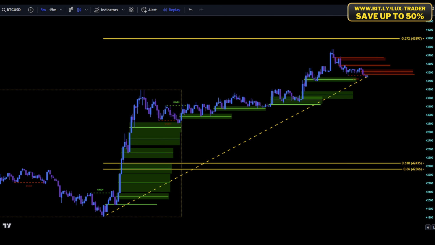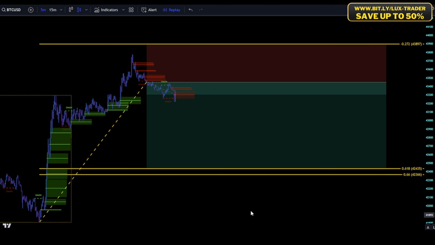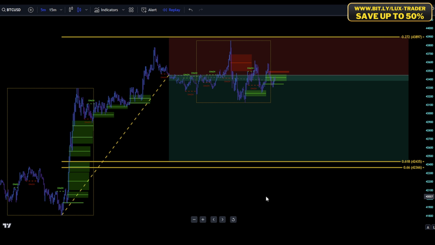Now listen carefully. We want to draw a Fibonacci retracement from our entry candle to the previous session low, and we want to use the levels -2.272, 0.618, and 0.66. We want to set our stop loss at the negative level, and we want to take profit as soon as price action hits the golden pocket.